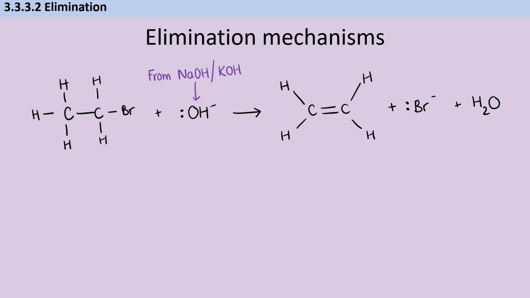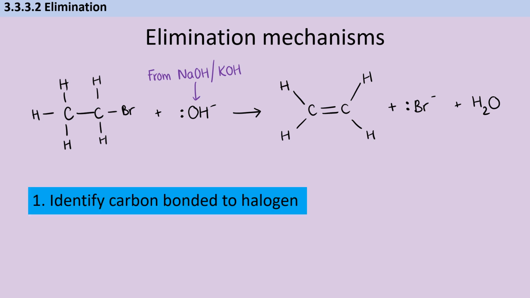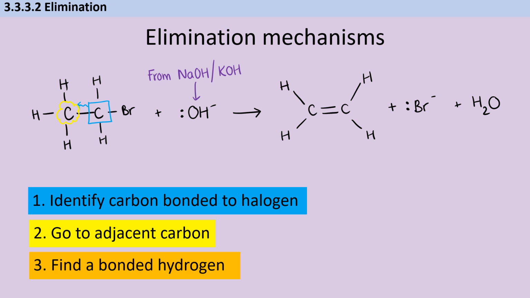This mechanism is a little bit more complicated than the nucleophilic substitution was, but bear with me, we're going to get this. Our first step is to identify which carbon is bonded to the halogen. So here is this carbon on the right hand side. Now from there I'm going to go to the adjacent carbon. So I'm not actually interested in the carbon that's bonded to the halogen, I'm interested in the one that's next to it. So you can see here I've put a little yellow bubble around the one on the left hand side. Then I'm going to find a hydrogen that is bonded to that carbon. So any of these three here will do.